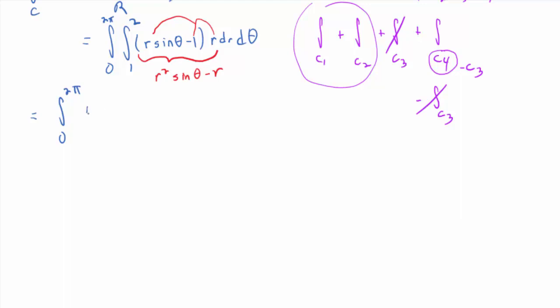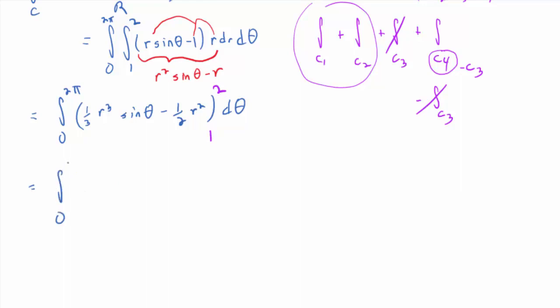What do you get? 1/3 r cubed sine theta minus 1/2 r squared. And then d theta, I'm sorry, just d theta, no dr. Oh, we have to evaluate that, don't we? From what to what? 1 to 2. So let's do that.